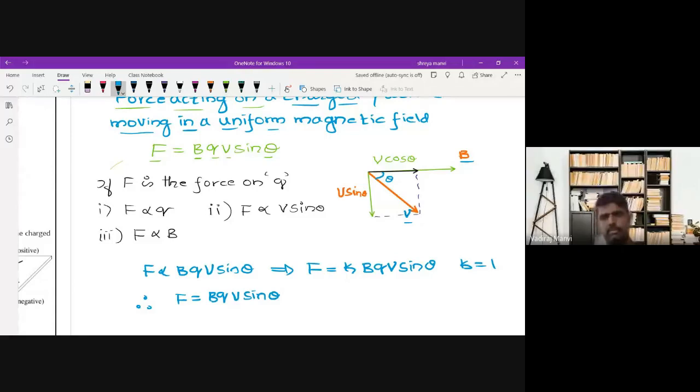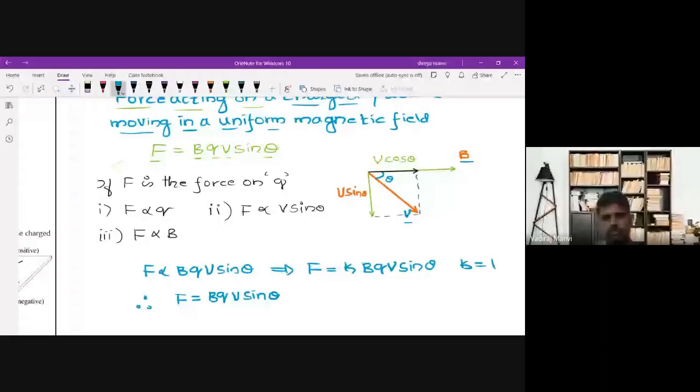Clear? I'll give 2 minutes. Check this. Any clarification, I'll clear it. So using this equation, we can define what is meant by magnetic field.